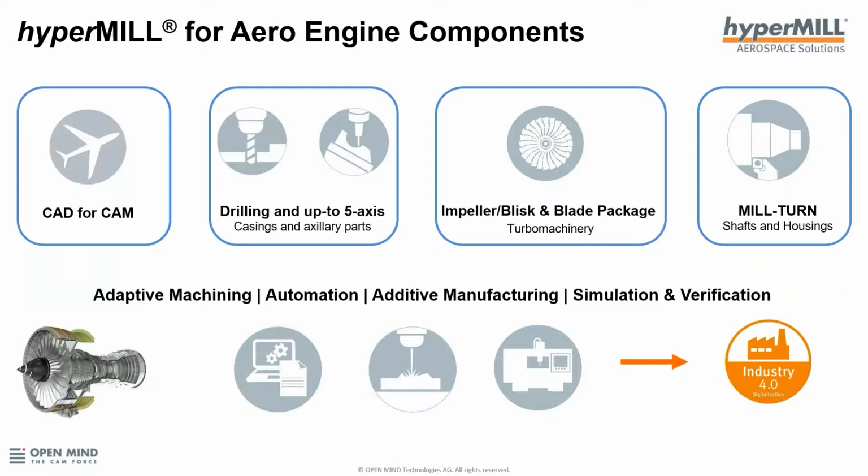HyperMILL is very unique in the industry, where we offer a very specific solution for machining of turbo machinery components like impellers, bliss, and single blades. We also have a complete turning solution that is available for machining of shafts, casings, rings, and housing.